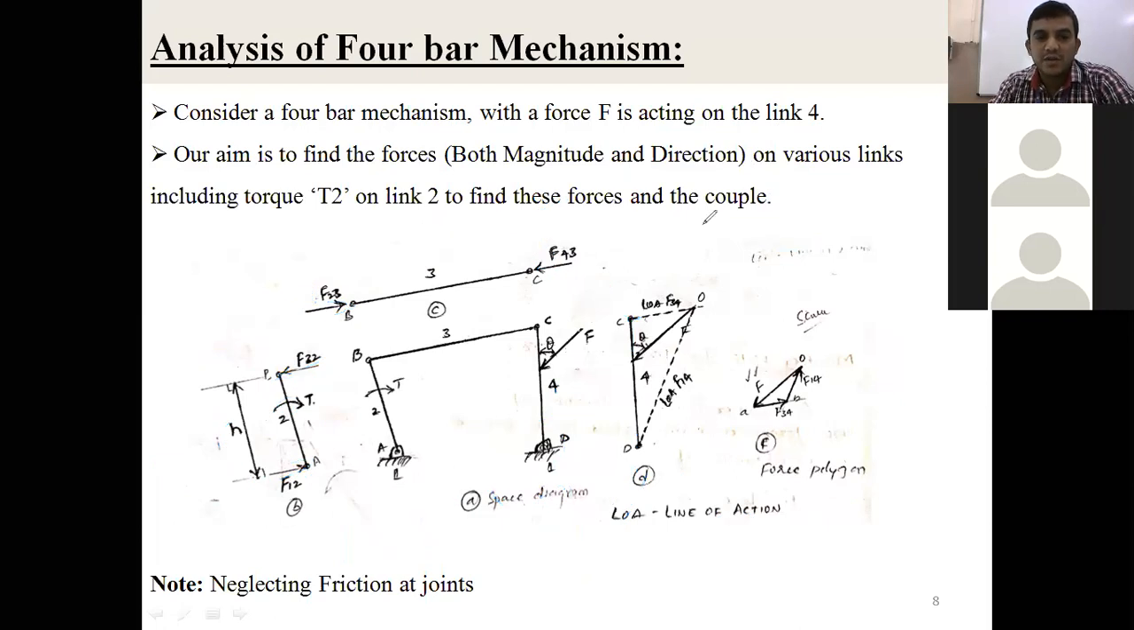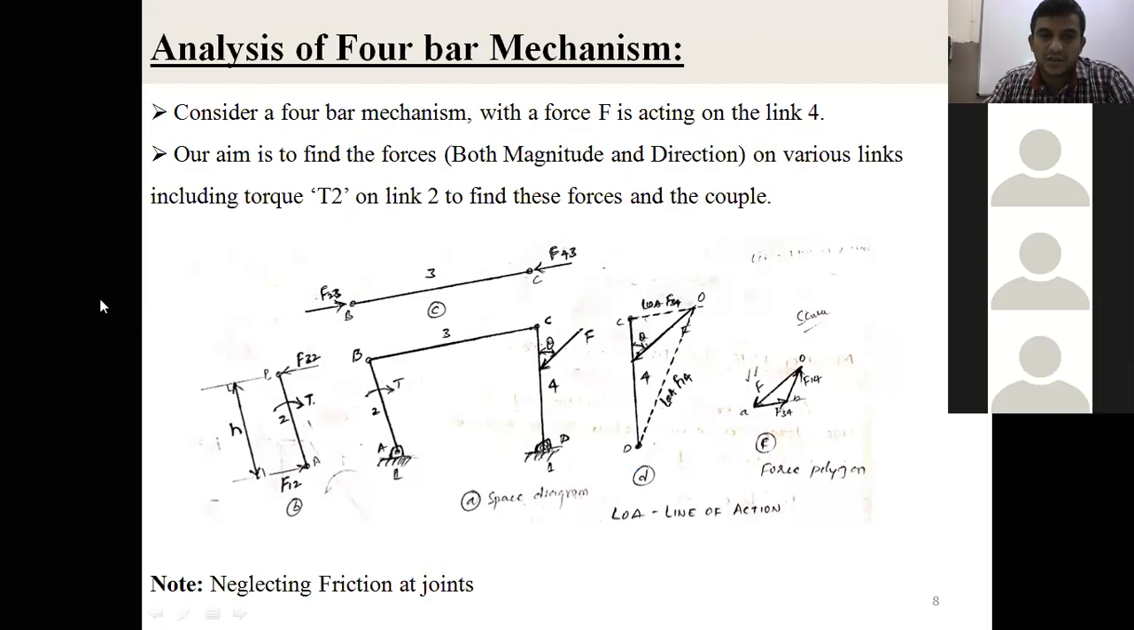This is what we call the analysis of a four bar mechanism. Initially if it's difficult to understand, once you solve the problem you can easily understand how to analyze the four bar mechanism. Analysis of a four bar mechanism is nothing but determining the magnitude and direction of forces acting on each part of the mechanism, and also determining the unknown torque. Now remember these steps.